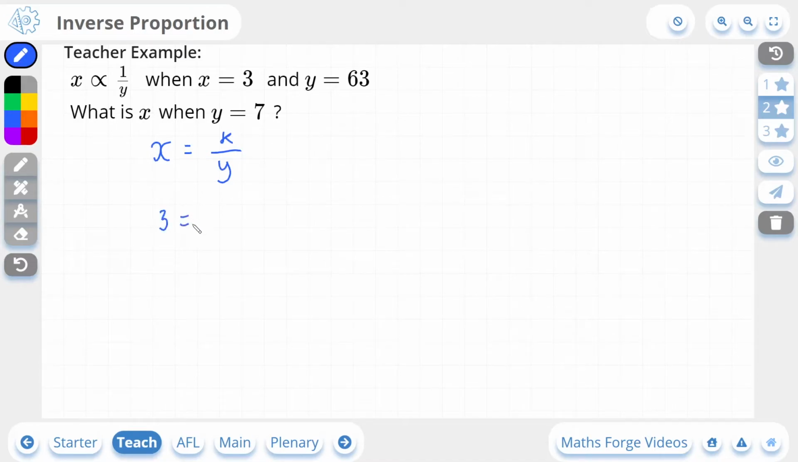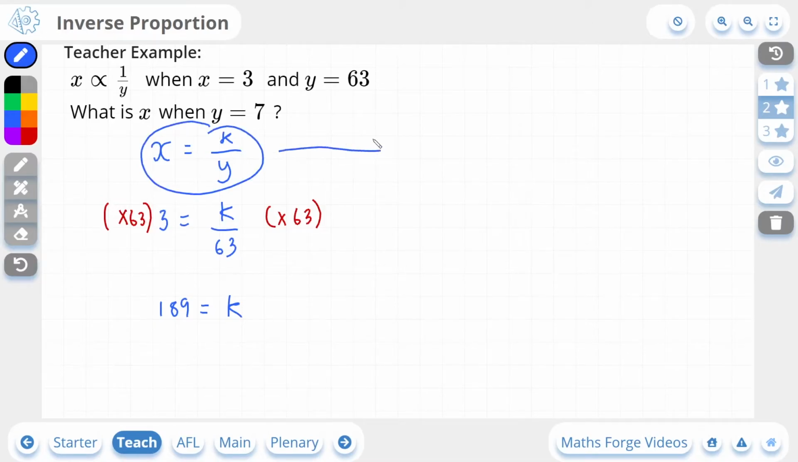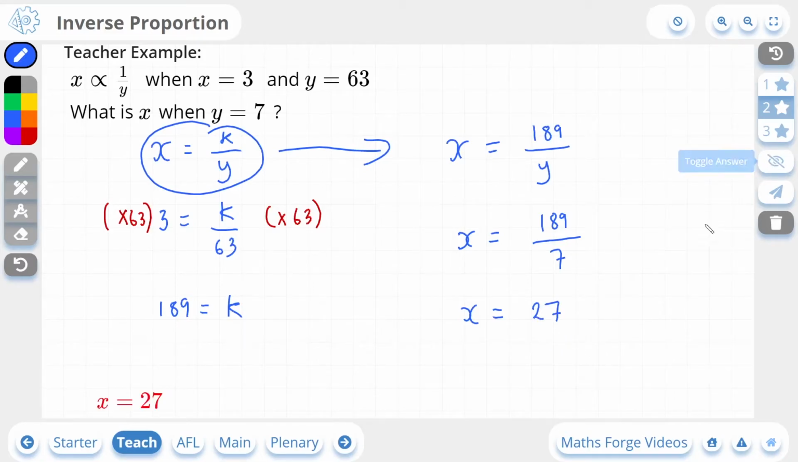So x is equal to 3 when y is equal to 63. Rearranging for k, we multiply 63 to both sides, and this gives us 189, which is what k is equal to. We now rewrite this equation out with k substituted in, so we have x is equal to 189 divided by y. Now we can go ahead and answer this question. What is x when y is equal to 7? Well, x is equal to 189 divided by 7, and 189 divided by 7 gives us an x value of 27. So this is our answer, and if we check our answer, there it is.